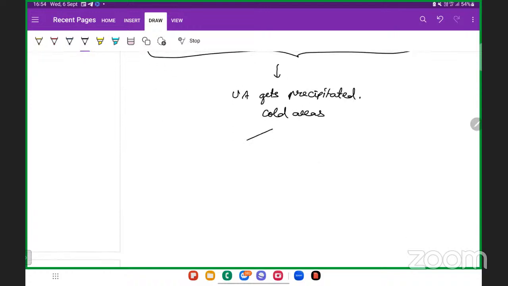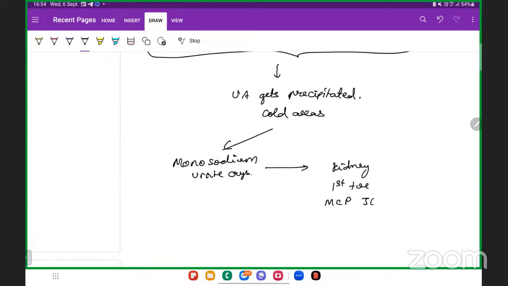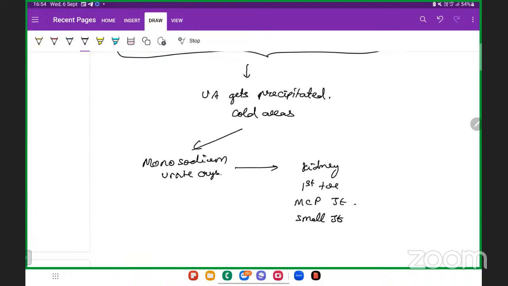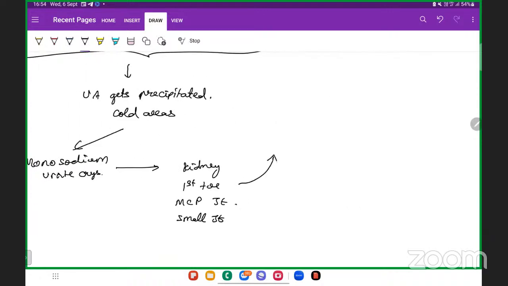Uric acid forms monosodium urate crystals. This is going to sit in the kidney, in the first toe, in the MCP joint, and in all your small joints. And when they sit in all the small joints, the disease is called gout.